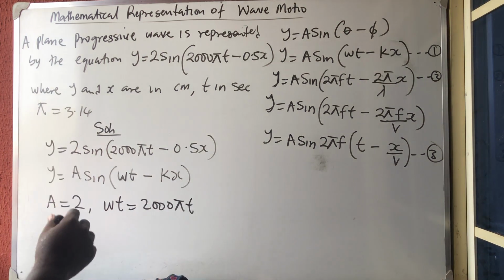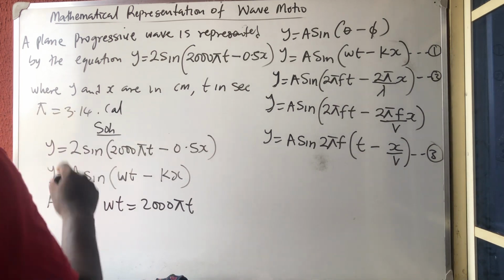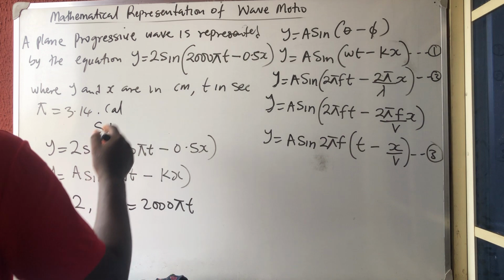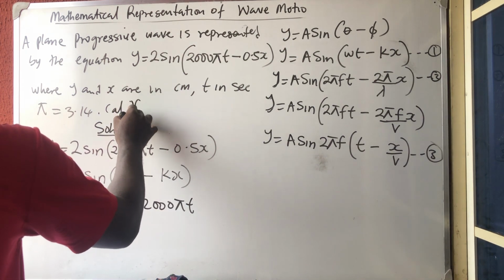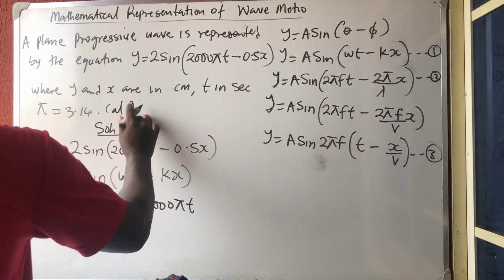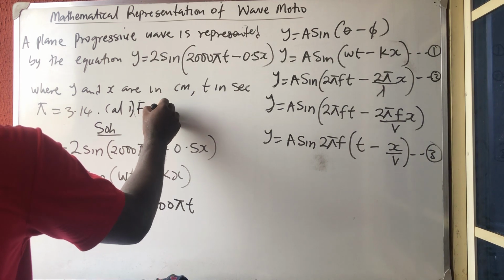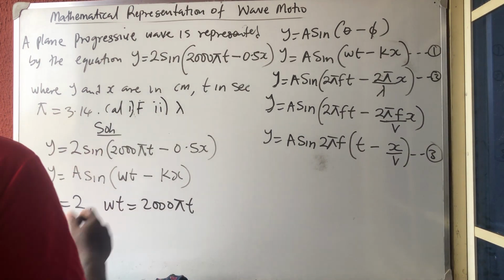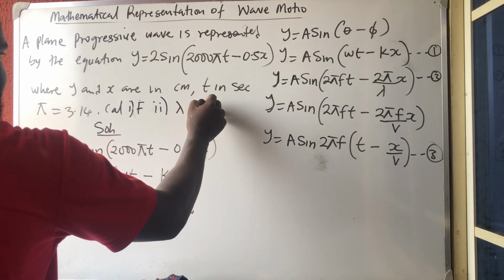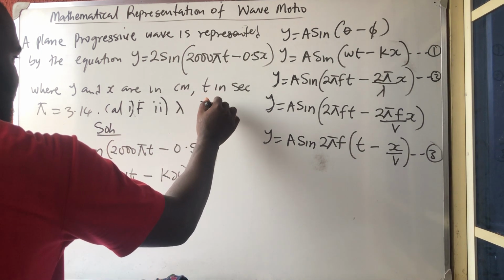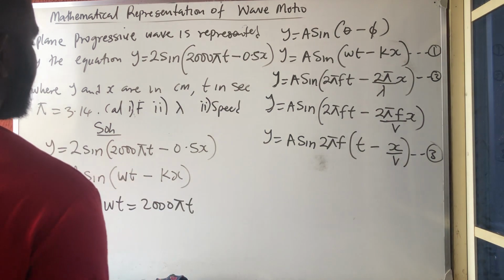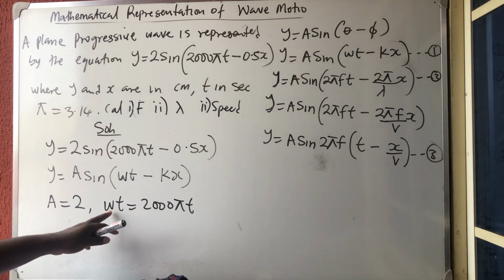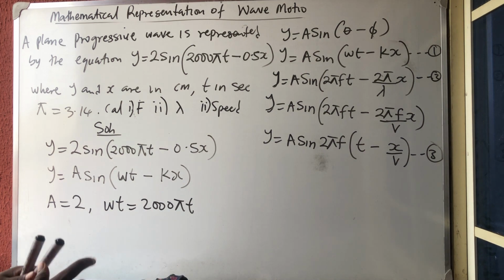Okay, sorry, what did they say we should calculate? They say calculate the frequency, calculate the wavelength, which is lambda, and then calculate the speed. So these are the things we are asked to calculate, but I know that w is equal to 2 pi f.